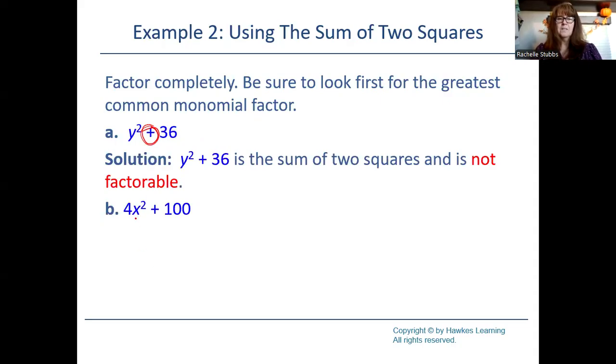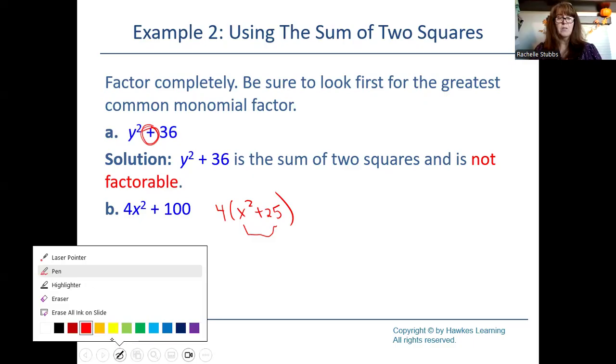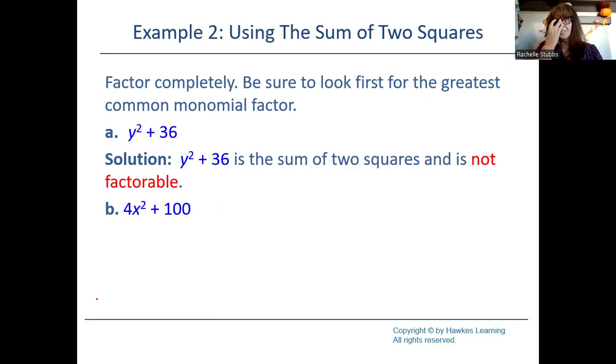How about this one? Let's see. Well, there's a GCF. So do look for a GCF. That would be 4. And then what would be left over? So I have factored it, but can I go any further? No. So this would be its factoring right there. So you do always need to look for a GCF if you can. Okay. So always first step, find your GCF.